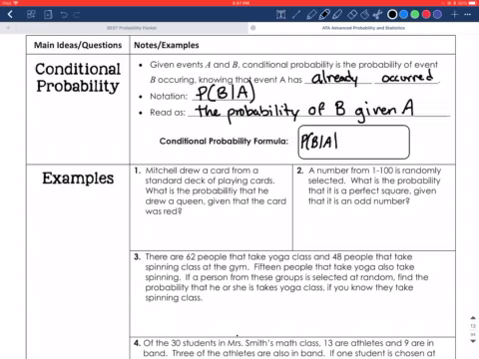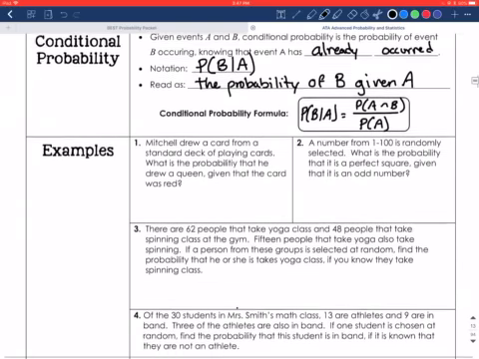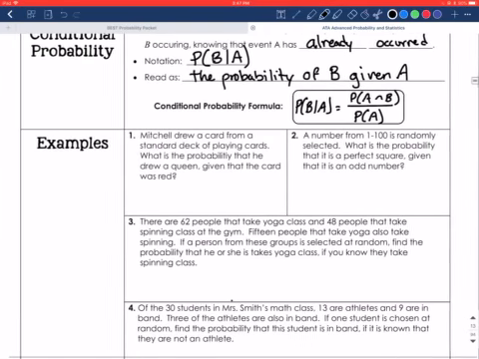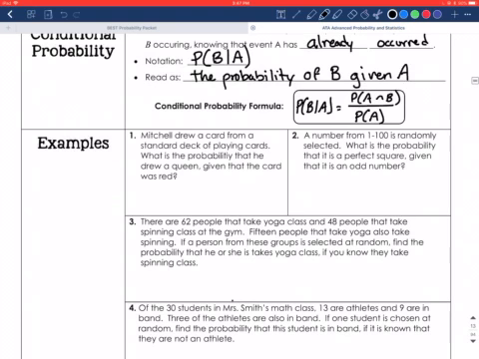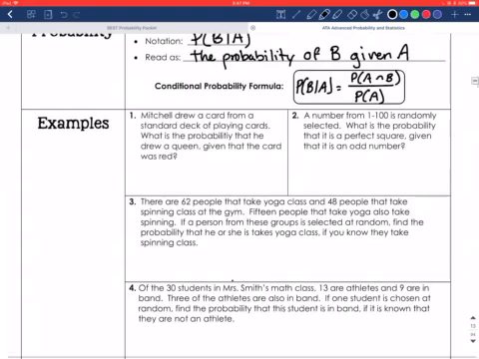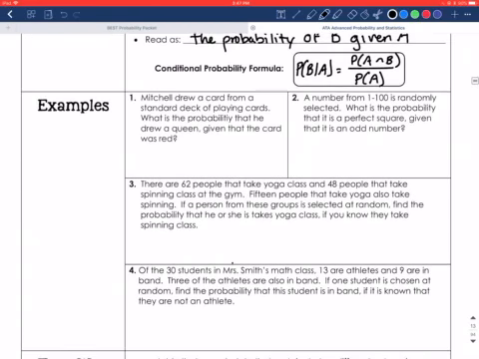Now your formula for this: the probability of B given A is we are going to take their intersection, A intersection B, and divide it by A. So we're just trying to take A out of the picture, and we're just looking at B. All right, so it's a little confusing. I'm going to give you a common sense approach to this, but I'm also going to explain how this formula will help you out in other situations.